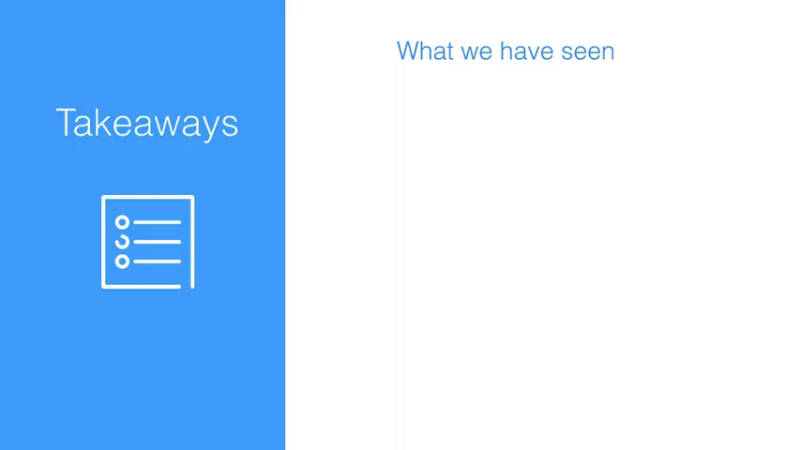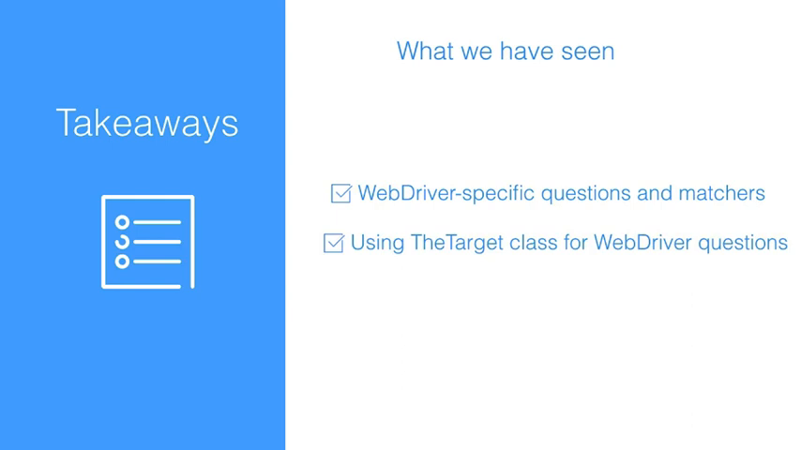In this lesson, we've had a look at the support that Serenity provides for WebDriver integration. You get WebDriver specific questions and matches that let you query the state of your application through the web interface. We've seen how you can use the target class to create custom WebDriver questions for your target objects. And we've seen how the web element state matcher classes give you a range of matches that you can use to check the state of different elements on the page. In the exercises, you'll be able to play around with these concepts in more detail.